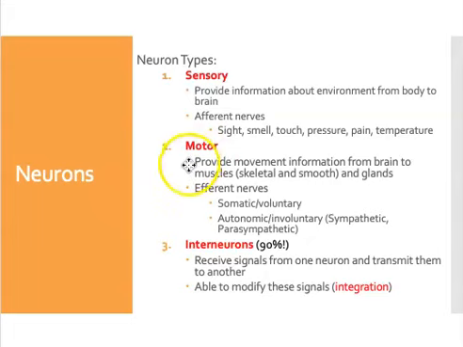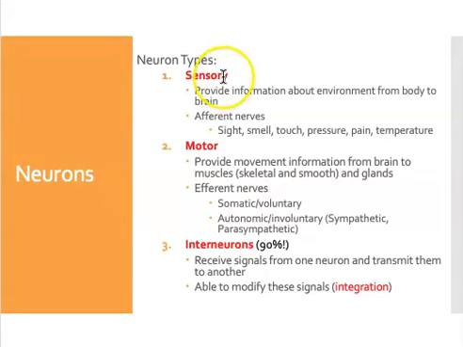So motor neurons can provide movement information that travels from, again, the central nervous system, brain and spinal cord, to the skeletal muscles. But motor information can also be sent to glandular tissue, to both exocrine and endocrine glands. These are efferent pathways. These are response pathways.